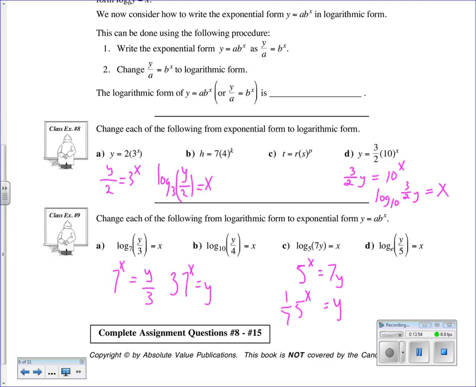So I managed to squeeze that into under 15 minutes with people coming in and out. That's lesson 4, moving between logs and exponents, and that'll be enough for Tuesday's work.